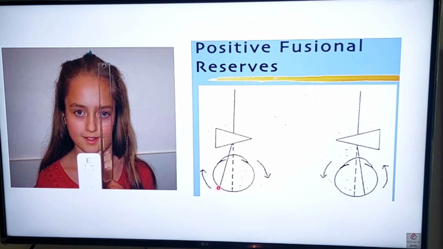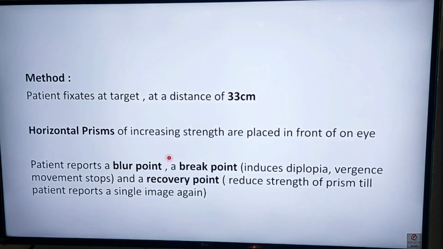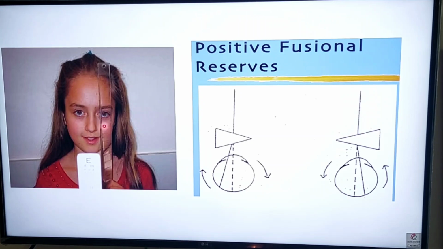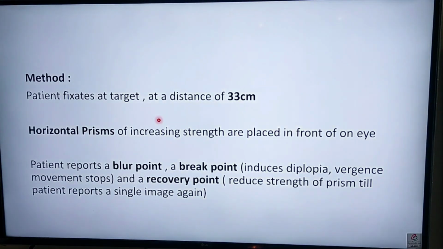So what do you do? You keep on increasing the strength of the prism gradually, and you will ask the patient to report a blur point. So for example, in that picture, the patient is seeing the letter E, you'll ask them at which point does the letter E appear blurred. You'll keep on increasing the strength of the prism, and you'll ask them at which point does the E become doubled, there's doubling of the image. That is your break point, that means there is no vergence movement. Once you reach this point, you'll decrease the strength of the prism. Now when the patient says that they can see a single image again, that is your recovery point.